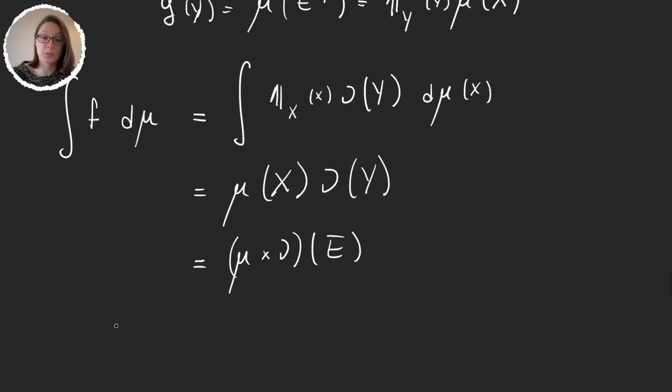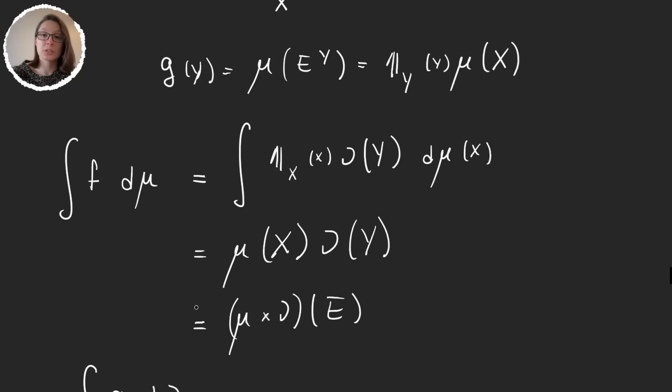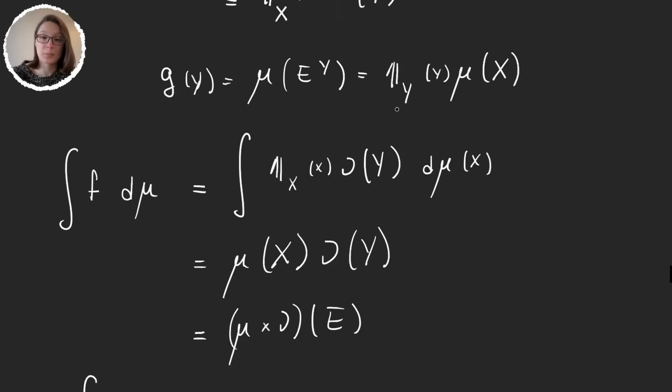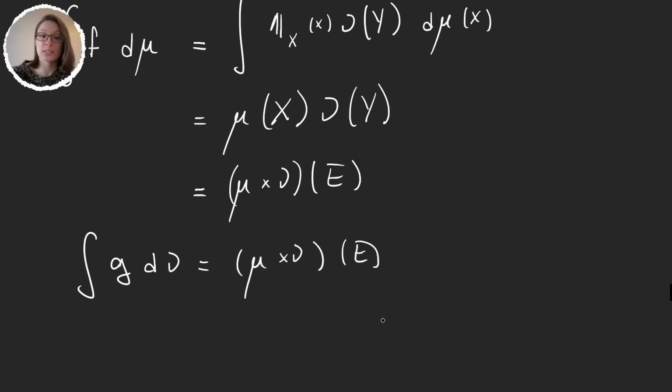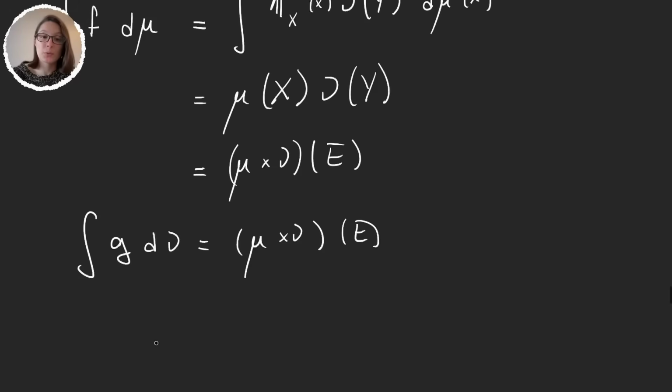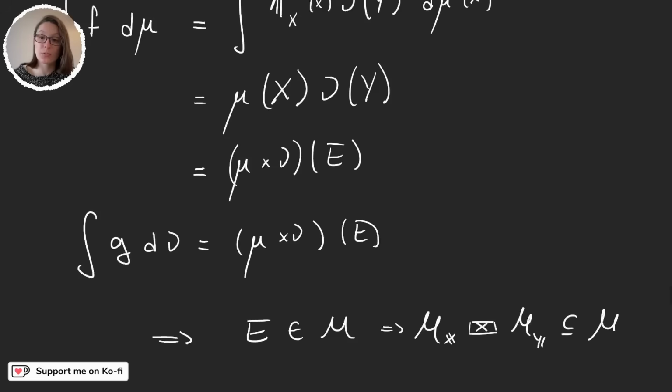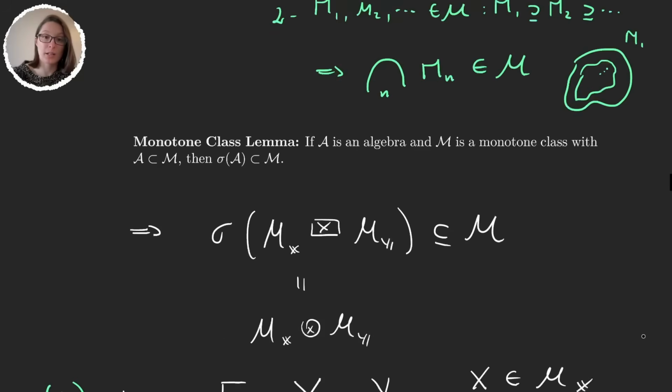Okay, but now doing the same for G, if we integrate G with respect to nu, well, we use this same property and the same argument will give us exactly the same: mu times nu of the set E. So this is great because this is exactly the second condition that we needed for E to be an element in M. So E, therefore, is in M. And this implies, because E was an arbitrary rectangle, that the product algebra is a subset of M. And this is A. This is what we wanted to prove for A.